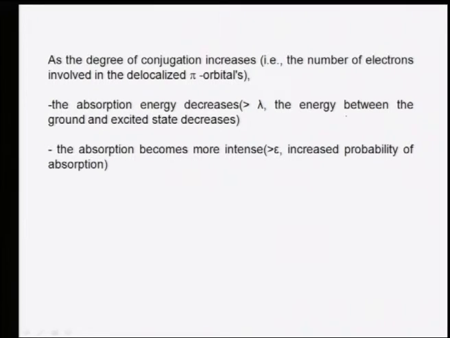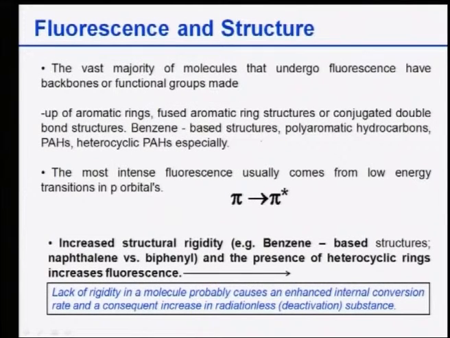So, as the degree of conjugation increases, the number of electrons involved in the delocalized pi orbital also increases, the absorption wavelength increases, the energy gap between the ground state and the excited state decreases, and absorption becomes more intense. So, there will be a larger value of epsilon, and that leads to an increased probability of absorption. That is the reason for this.